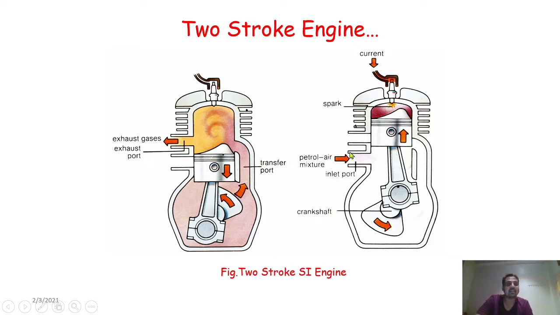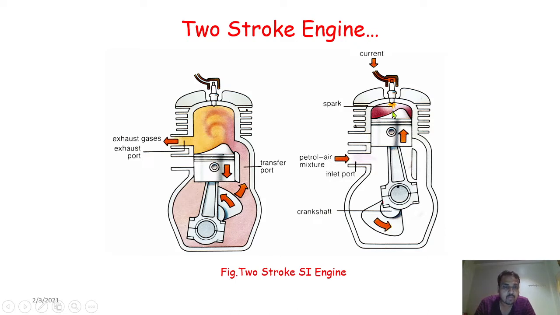So we can say suction and compression happen simultaneously inside the two-stroke engine. Similarly, at the end of the compression stroke, the spark plug provides the spark. During compression, the inlet port remains open, the transfer port should remain closed, and the exhaust port should remain closed.